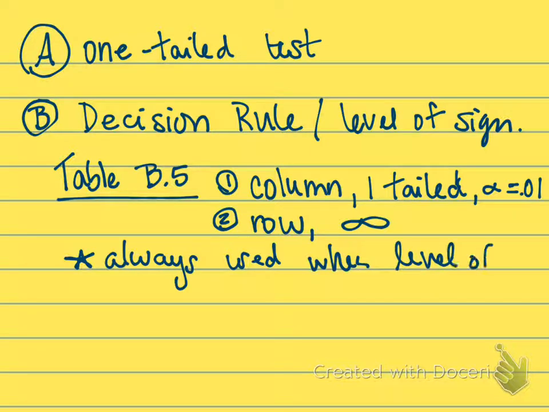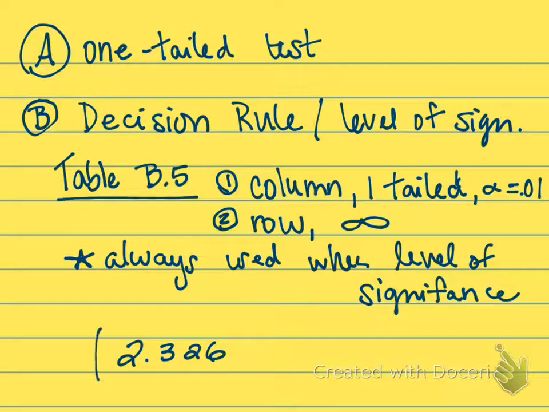The degrees of freedom stuff is what we use if we're calculating a t-value, and I'll work a problem like that later. But to find your level of significance, you're always going to go to that last row. And so when we do this, we get 2.326. And so that's the value that we get.